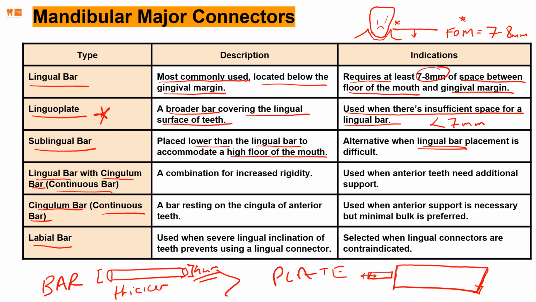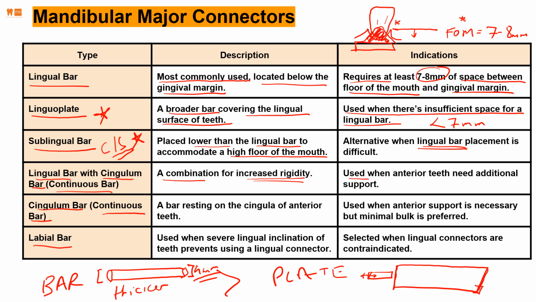And its cross-section is different. We'll take a look at the diagrams and it'll make a lot of sense with the diagrams. So then the lingual bar with the cingulum bar. Now what's that? Well, a combination for increased rigidity. It's a lingual bar that kind of goes up. So if it's a lingual bar here, it kind of goes up and covers the cingulum as well.